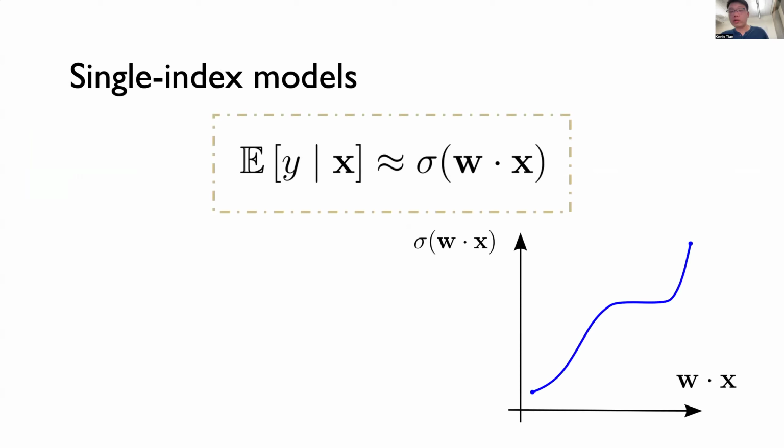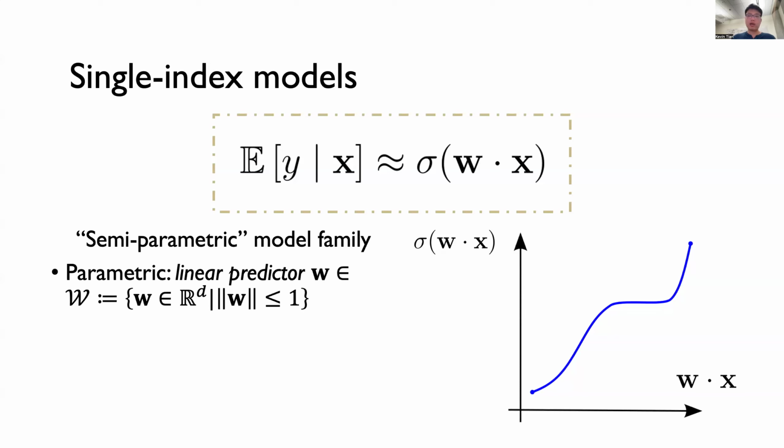So now I want to focus on the specific instantiation of omniprediction that we focus on in this paper, which is defined via single-index models. In picture, this is what a single-index model is, and it posits that the expected label given the features is governed by a composition of a linear function, w dot x, with a one-dimensional monotone function. In particular, this is an example of a semi-parametric model family, where the parametric part comes from the linear predictor w, and here we're going to restrict to linear functions that are bounded in the unit sphere.